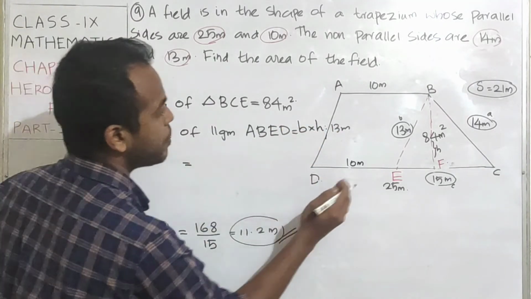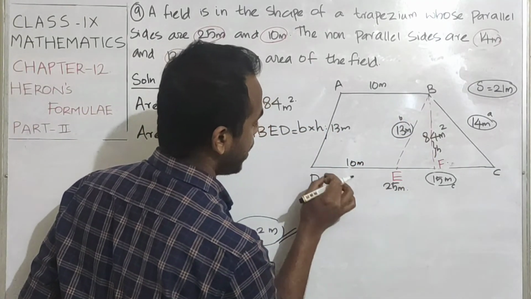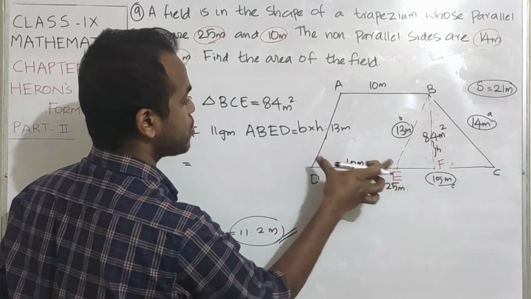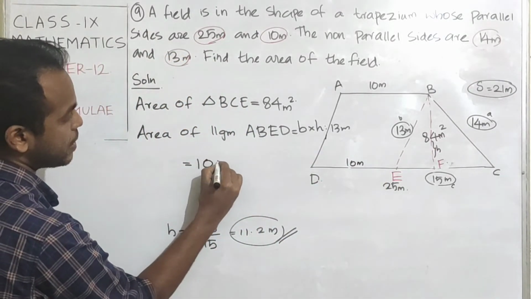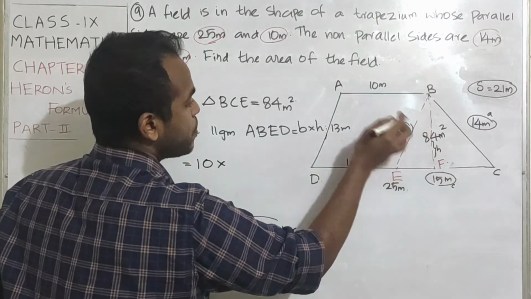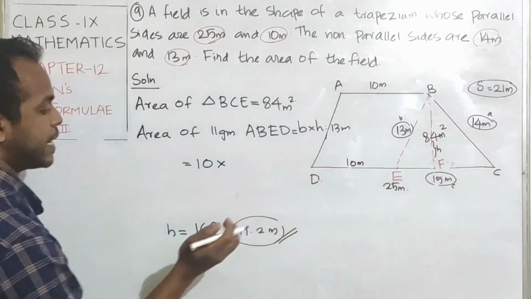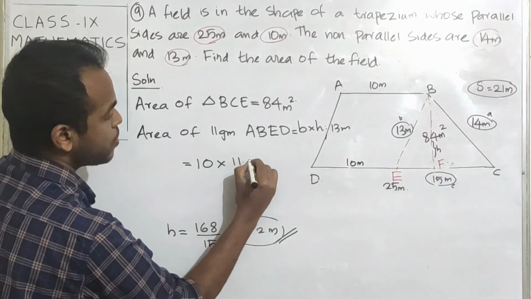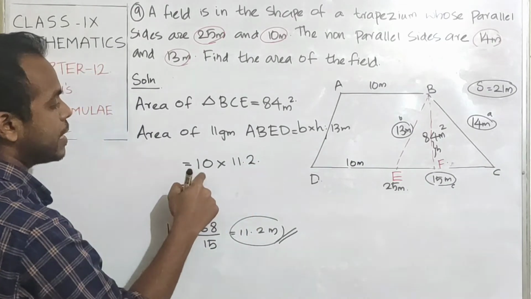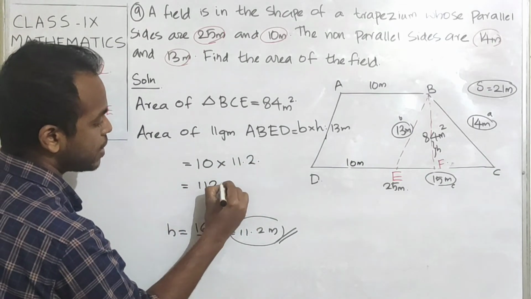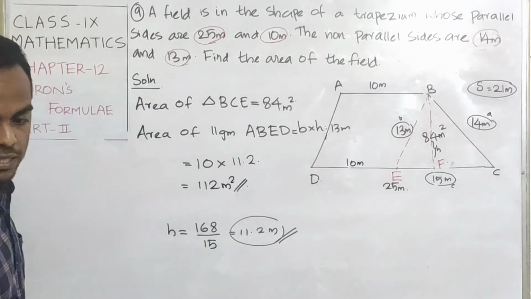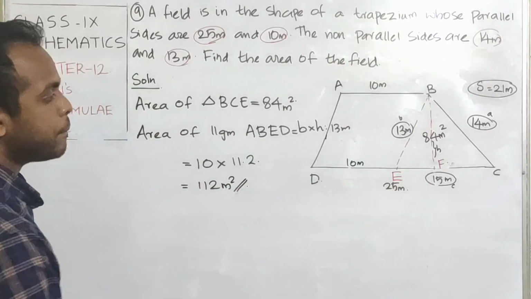And we know what the base of the parallelogram is. What is the base? DE is the base. What is the length of DE? It is 10 into height. Height of the parallelogram is the same as the height of the triangle. And what is it? 11.2. So what do we get? 11.2 into 10 is 112 meters square. So this is the area of the parallelogram.